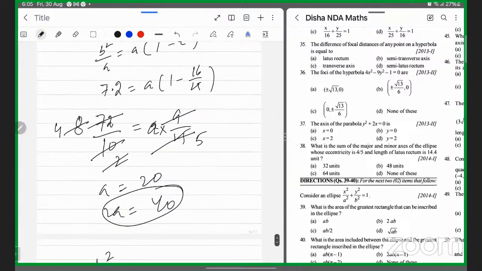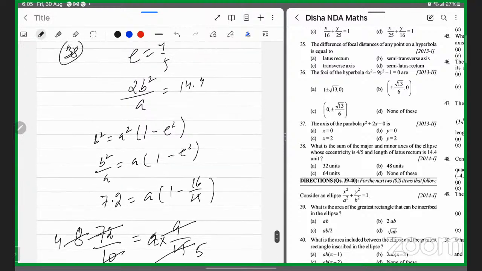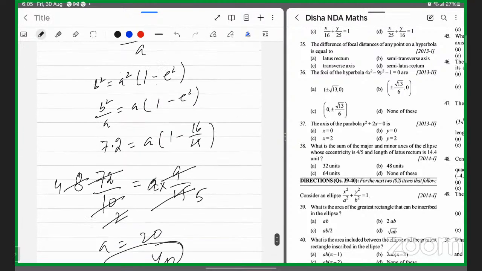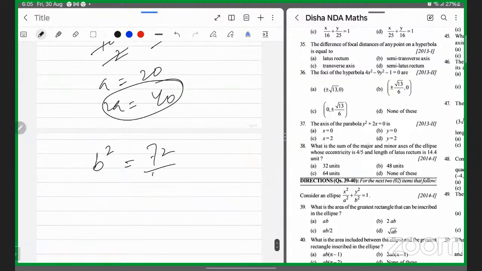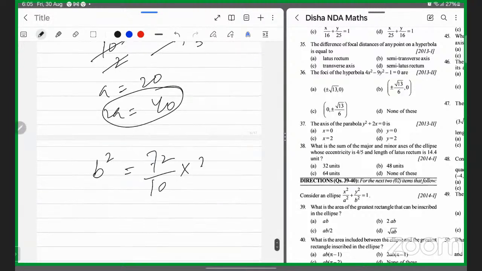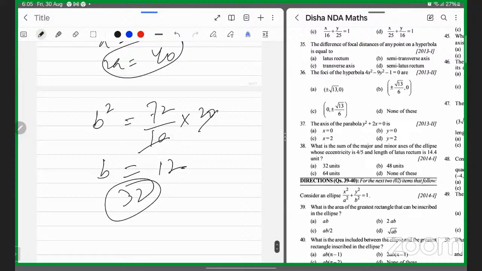So B square is equal to 72 by 10 into A. What is A? A is 20. So B square is 144, B is 12. So 32 is the sum. Is 32 the correct answer? Sorry, the sum of the major and minor whole axis, so 40 and 24. 64. Correct.